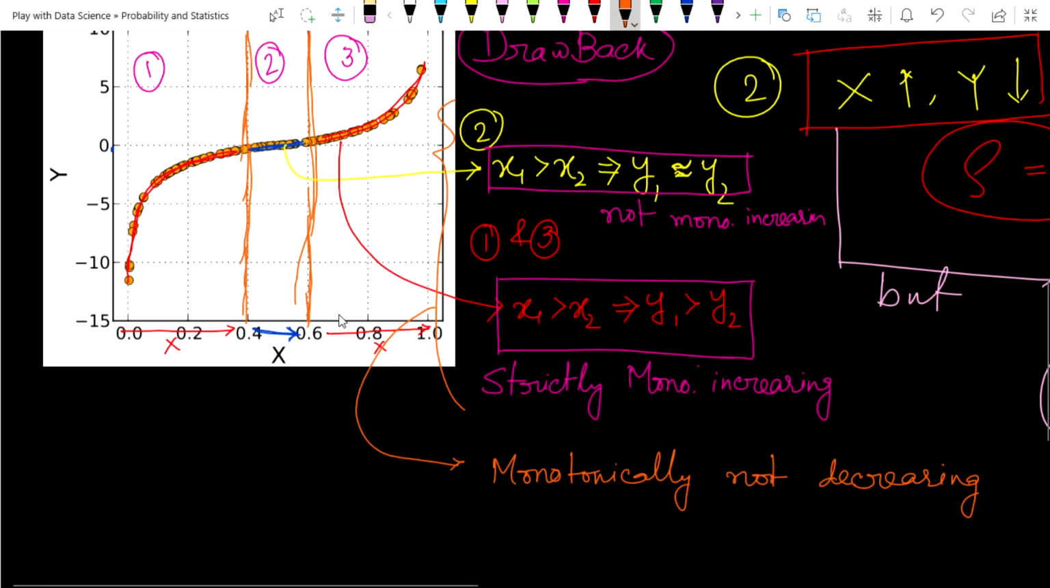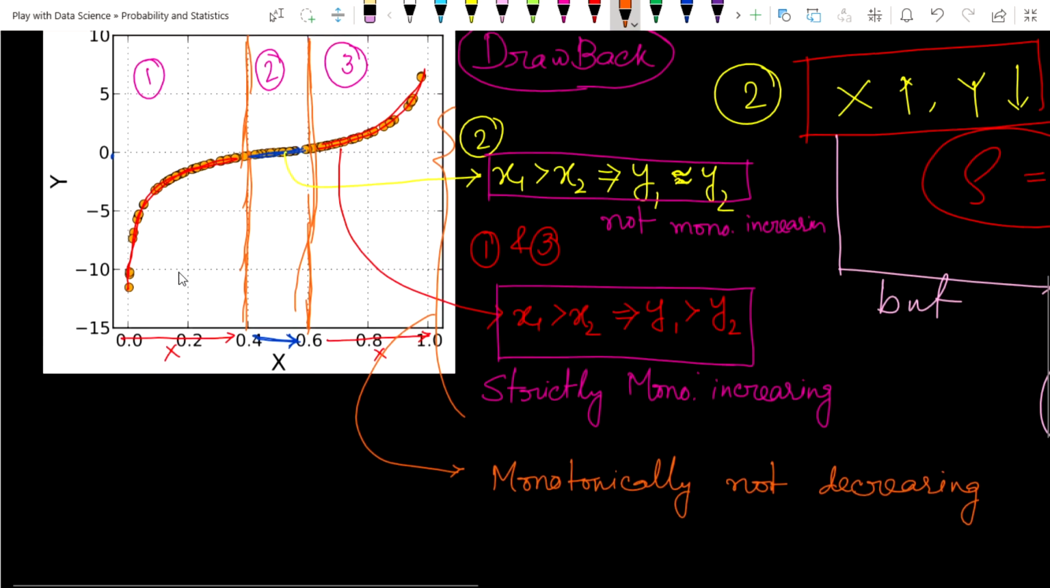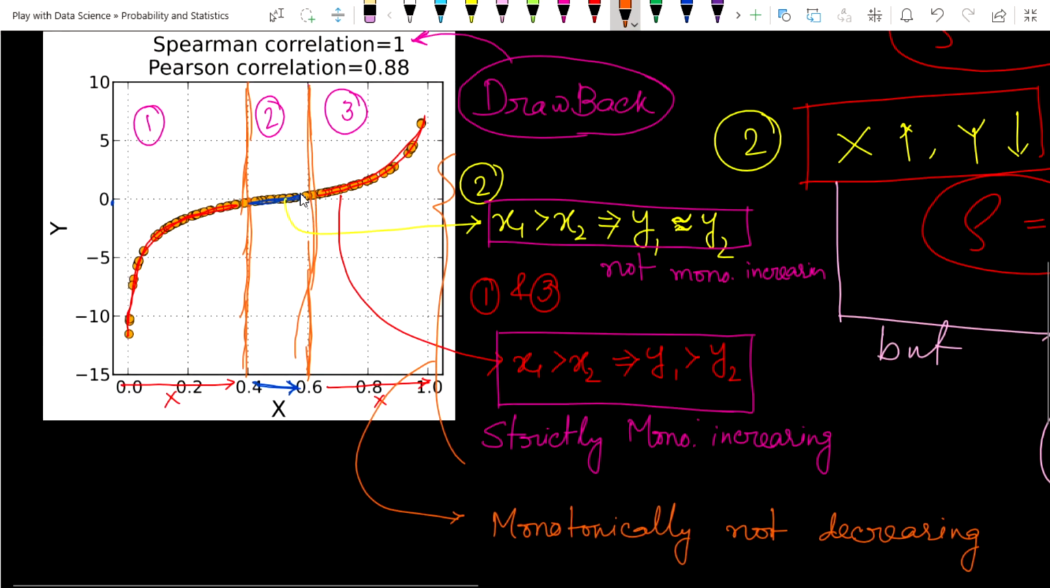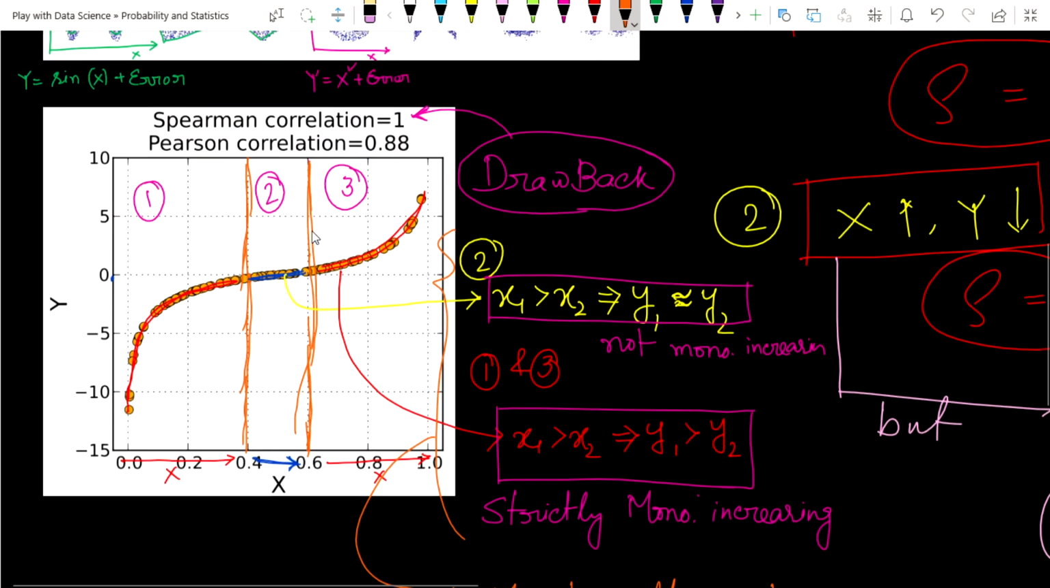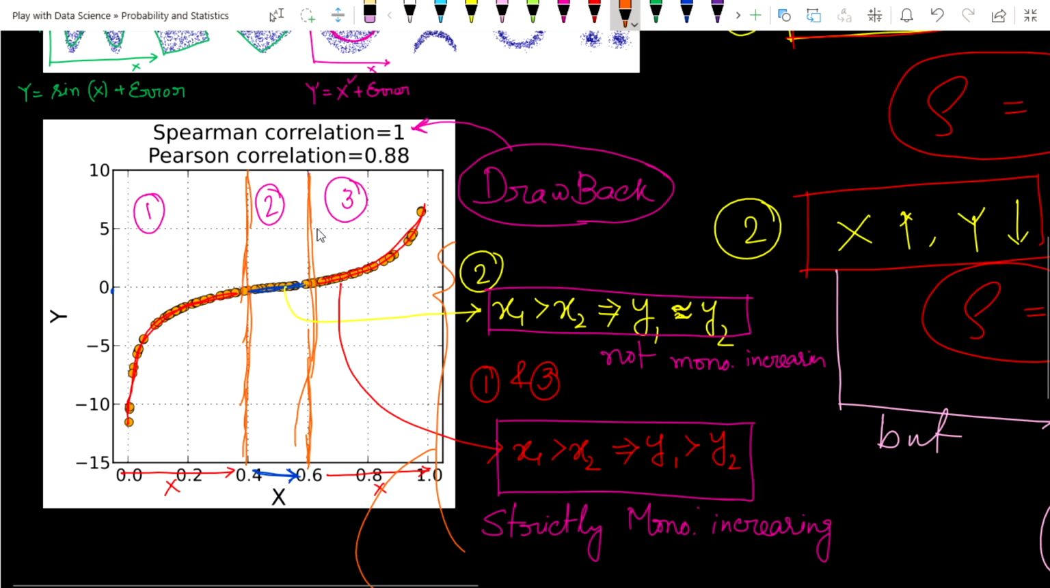Don't be confused, it's simple here. Just see these three regions separately. In the first and third regions it's monotonically strictly increasing, but in the second region it's not increasing. It's a constant value here. So in such situations, this curve is called a monotonically not decreasing curve.